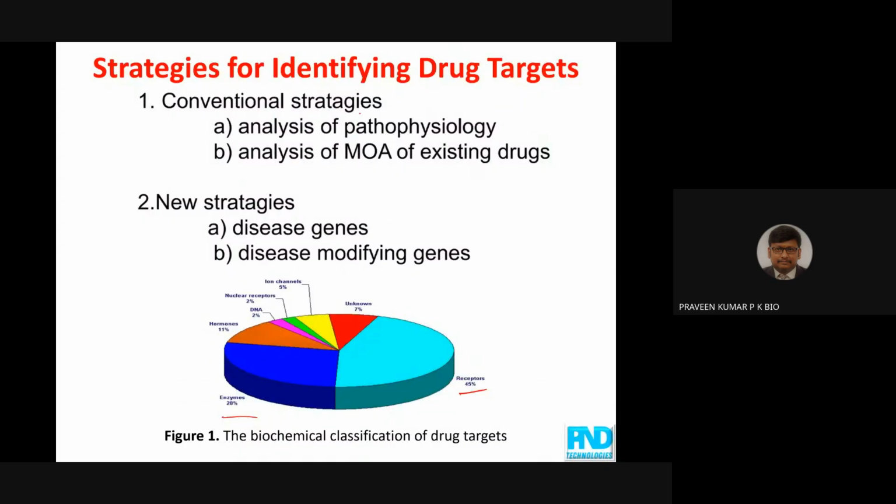There are conventional strategies. The first strategy is analyzing pathophysiology. What are the side effects, I mean, what are the morphologies we are getting for a disease? For example, if a patient is infected with SARS-CoV-2, they have headache, nose block, and high fever. These are pathophysiology, whatever the clinicians can detect if you approach them.